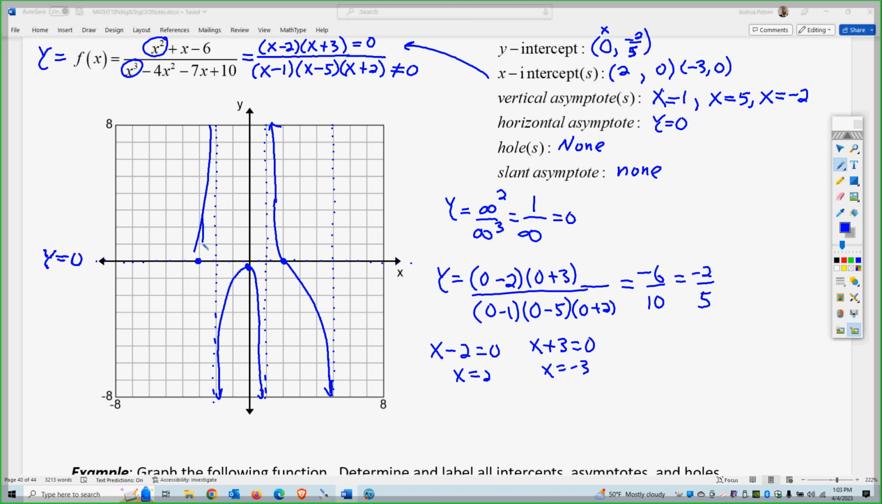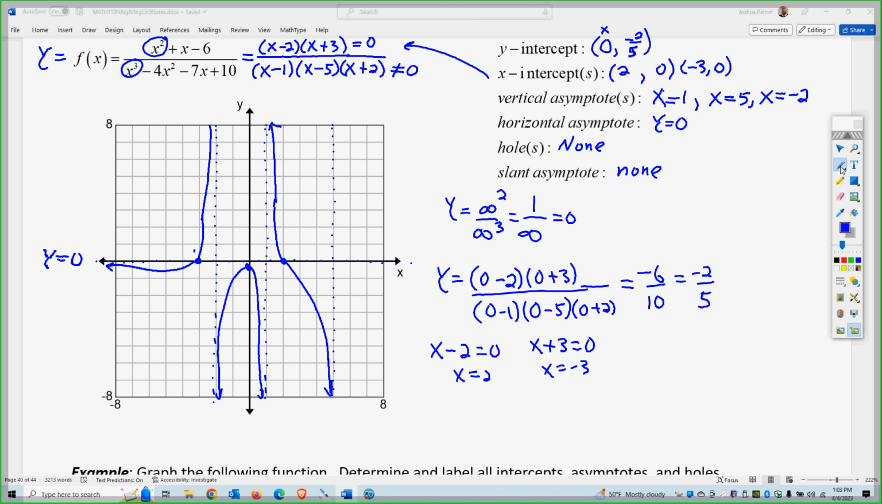Oops, I missed the point here. It's going to cross the x-intercept that I found and come back up. And it's going to follow this because it has to approach the horizontal asymptote as it goes to infinity.